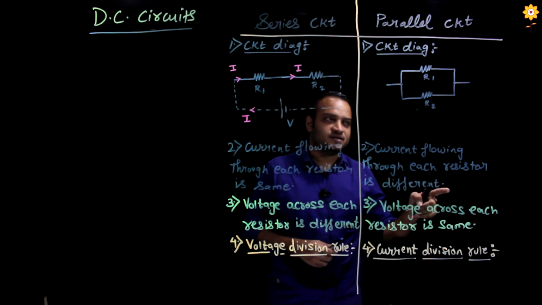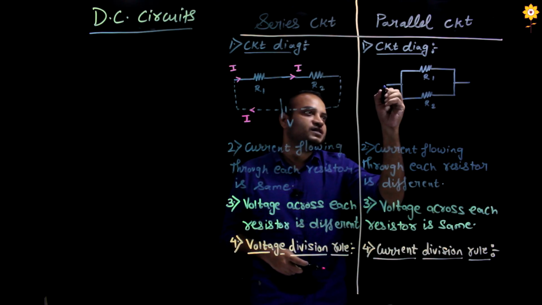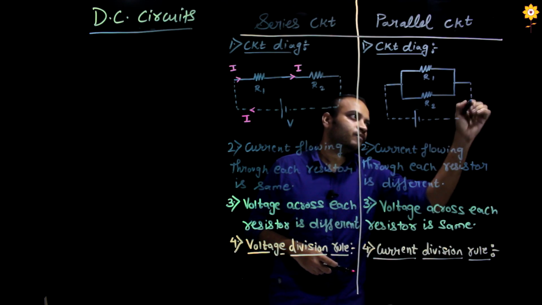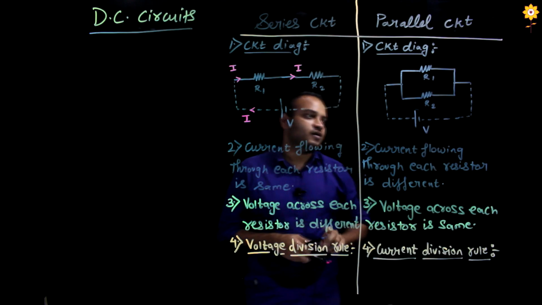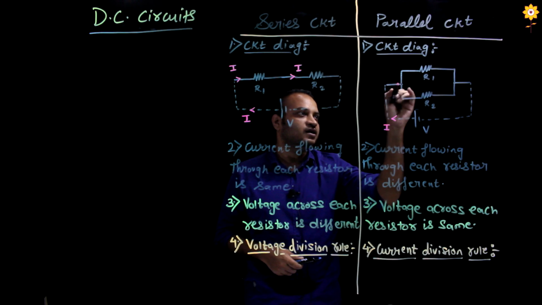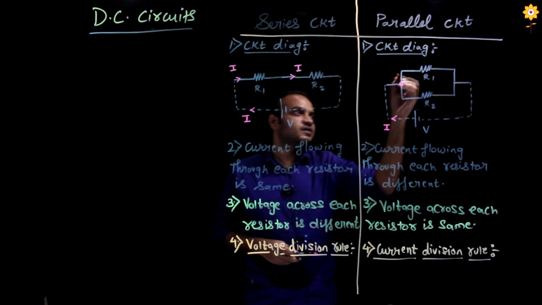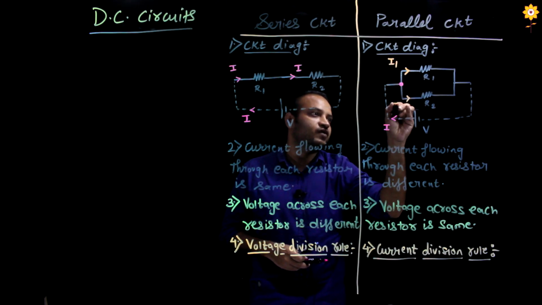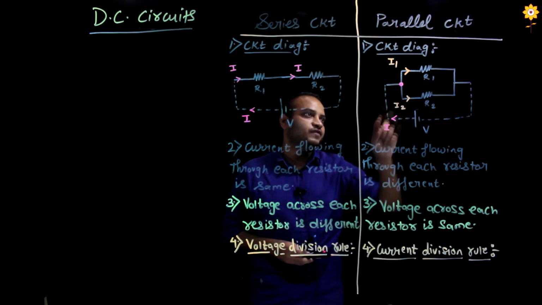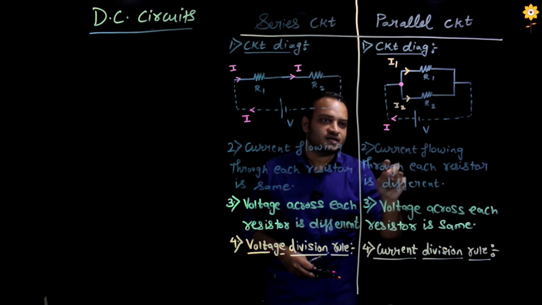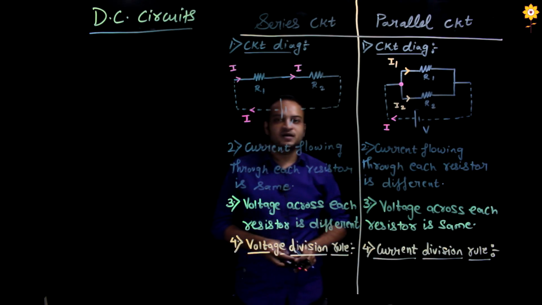Now coming towards the parallel circuit. Again, if I imagine a battery connected across R1 and R2, and that battery is supplying a current I, the current is traveling. At this particular point, my current will get split up. Let's say the current flowing in R1 is I1 and the current flowing in R2 is I2. So if I see, the current flowing in resistances R1 and R2 is different. So for a parallel circuit, the current flowing through each resistor is going to remain different.